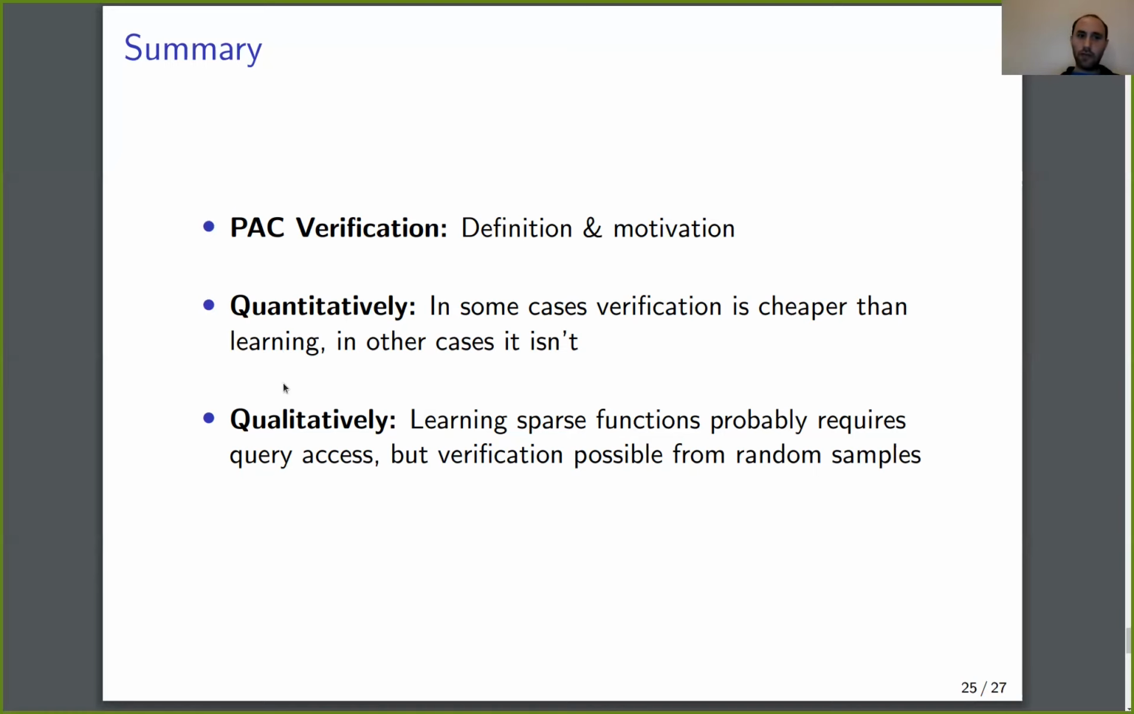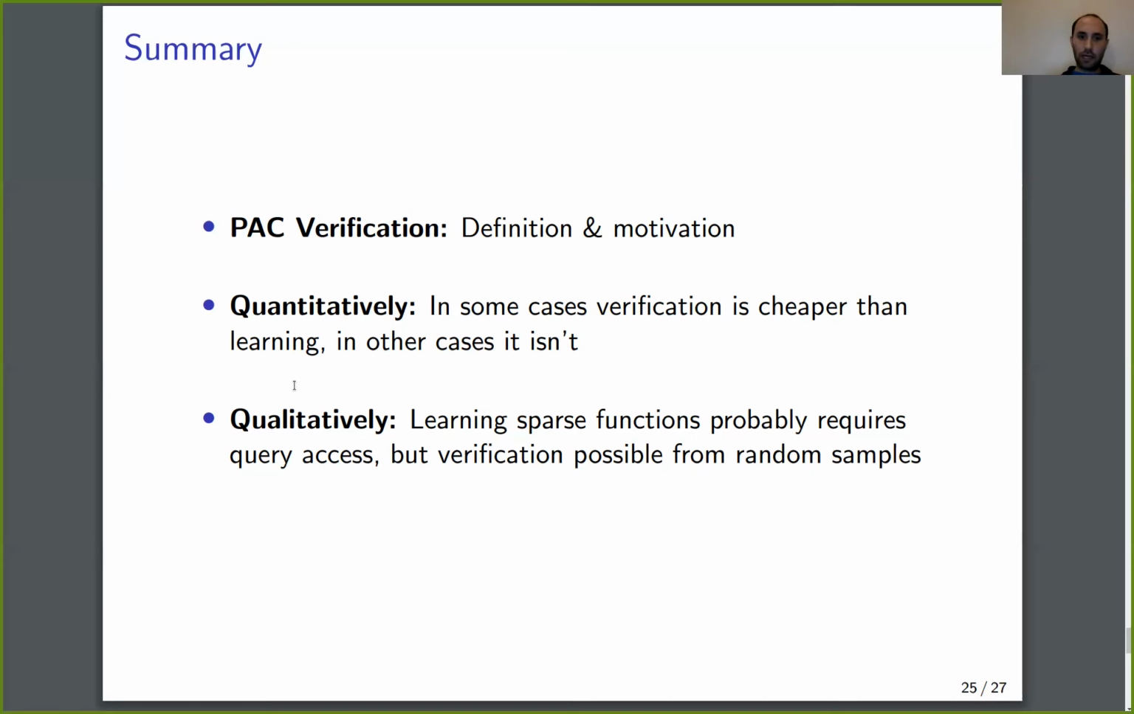Additionally, qualitatively, we saw that it's possible to verify the class of Fourier-sparse Boolean functions using random samples only, even though learning that class is probably not possible using random samples only, according to the learning parity with noise assumption.